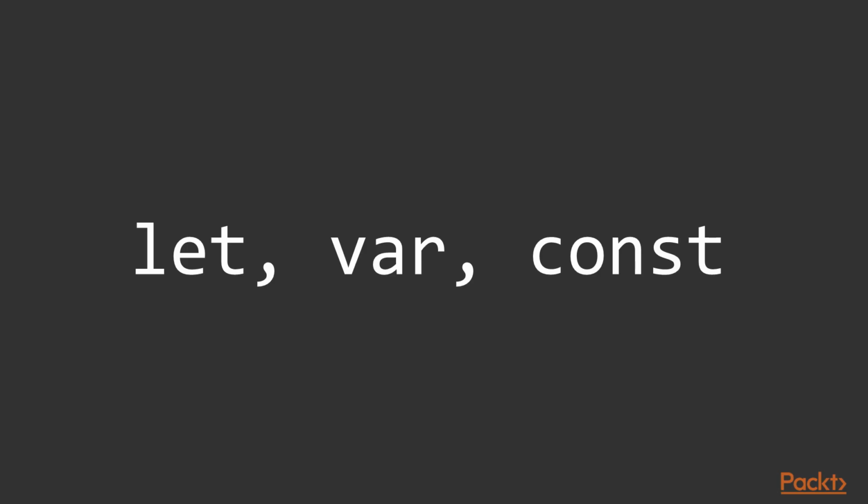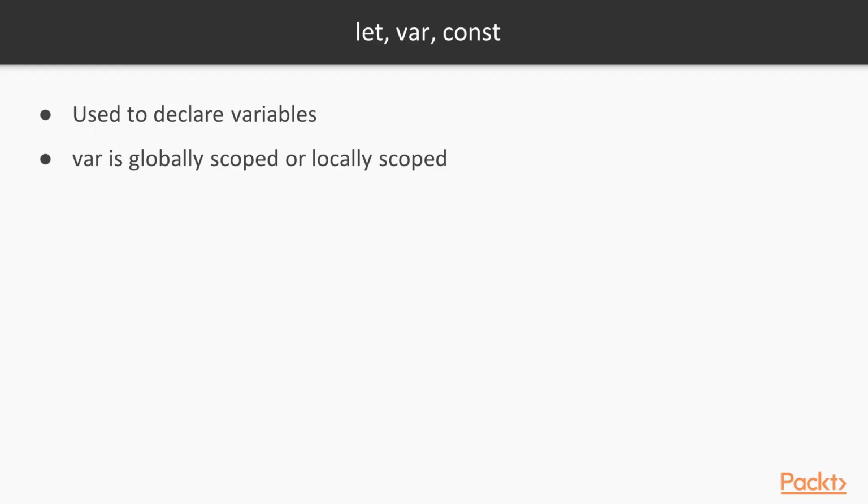Let, var and const can be used to declare variables. A var is globally scoped, or it's locally scoped when declared within a function. Let is block scoped, and a block is a chunk of code bounded by curly braces. So a variable declared with let in a block is only available for use within that block. Let can be updated but not redeclared.